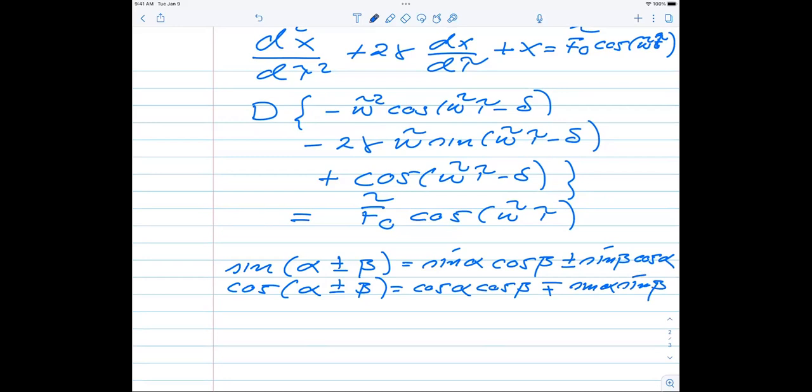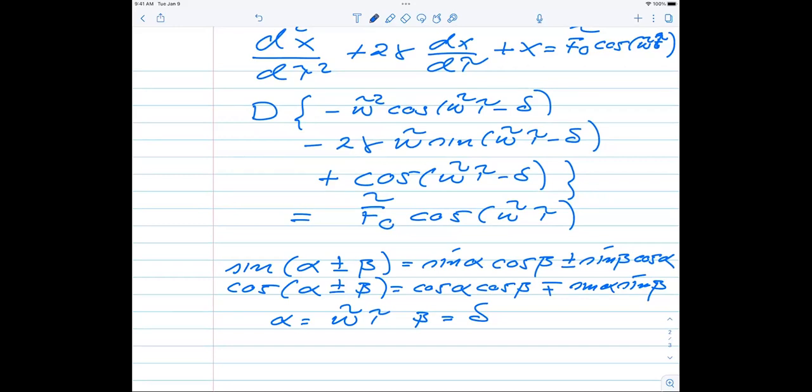What we're going to do now is simply say that alpha is given by this omega times tau, and this parameter beta is given by this delta here. Then we simply plug in, use this trigonometric relation, and rewrite the equation in terms of sines and cosines. The thing is that sines and cosines are orthogonal to each other, so we can separate the sine and the cosine solution in order for this to be a solution. That's a pretty standard trick used in this type of equation.